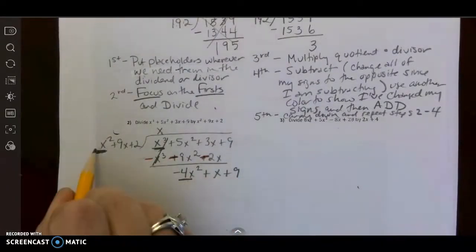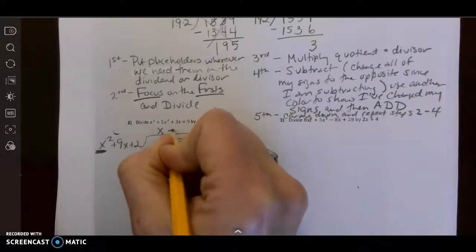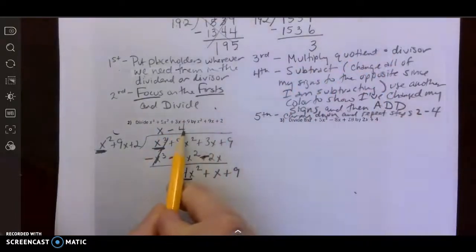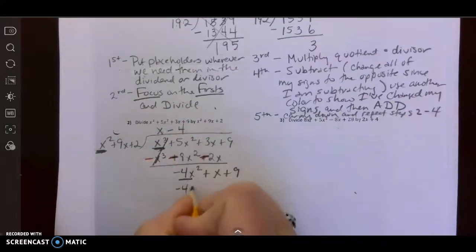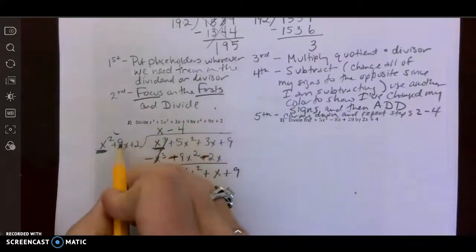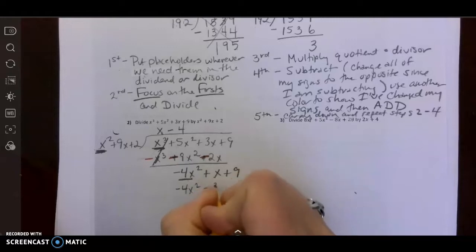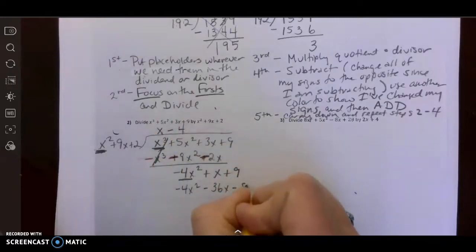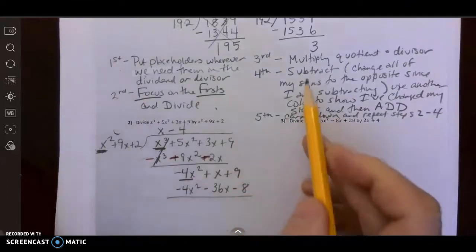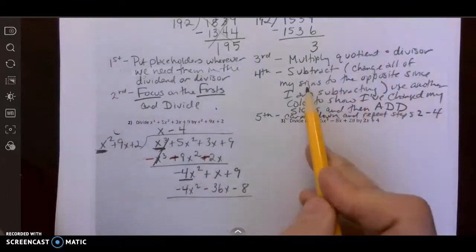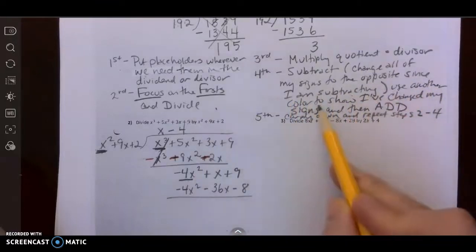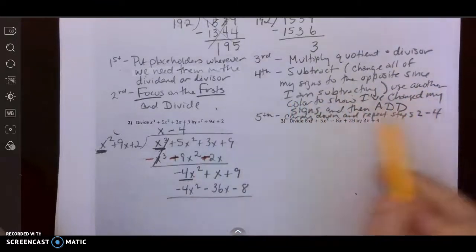Negative 4x squared divided by x squared is negative 4. Multiply quotient and divisor. Negative 4 times x squared is negative 4x squared, negative 4 times 9x is negative 36x, negative 4 times 2 is negative 8. Subtract. Change all of my signs to the opposite since I am subtracting. Use another color to show I've changed my signs, and then add.